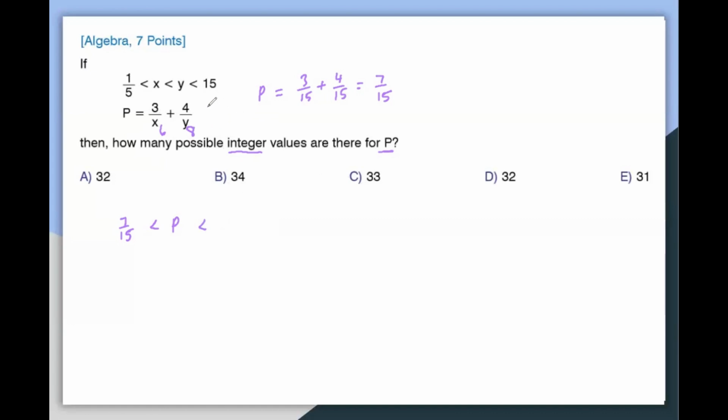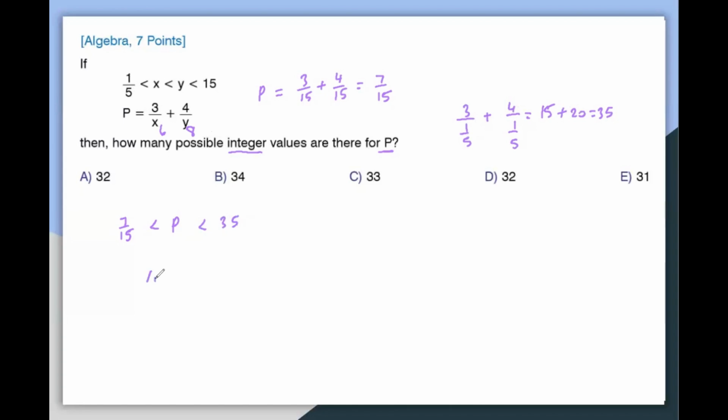So let's find the largest value achievable. If I want to get the largest p, I need x and y to be as small as possible, which is 1/5 in our case. That gives us 3 over 1/5 and 4 over 1/5. So this will be 15, and this will be 20, which is 35. But this is not achievable because 1/5 is not available, so it has to be lower than 35.